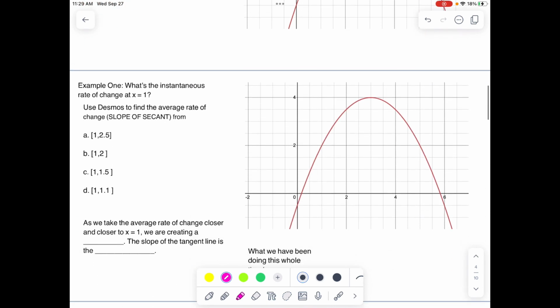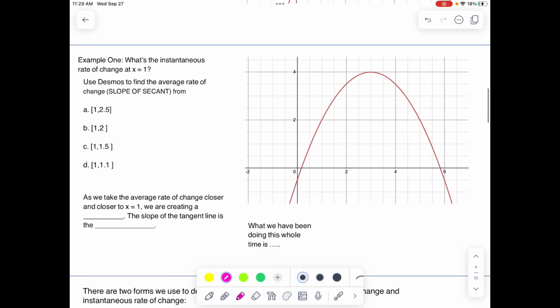Now we're going to move on to the instantaneous rate of change, and we're going to do this with Desmos. I'm going to post this link on Google Classroom as well if you want to look at this link while you work on these slides.